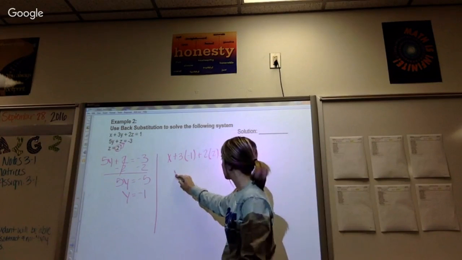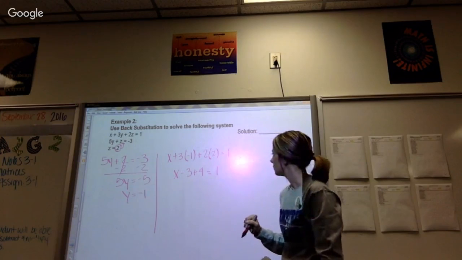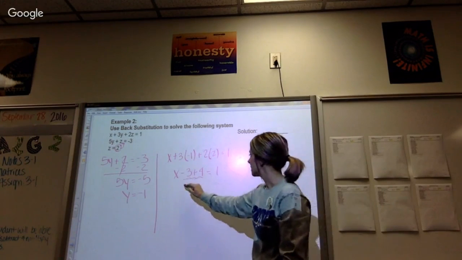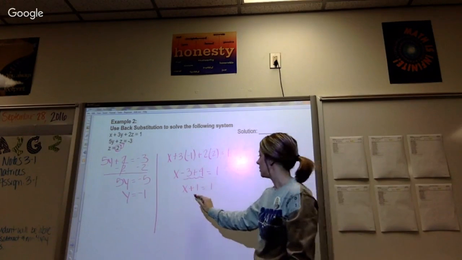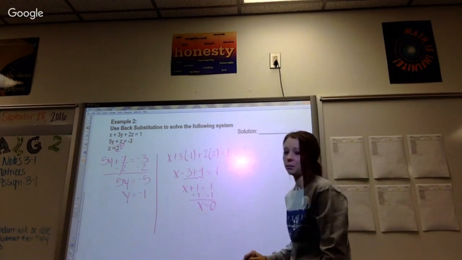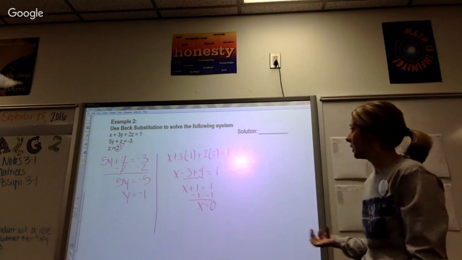So that would be x minus 3 plus 4 equals 1. So combining your like terms there, that's going to give you x plus 1 equals 1. And then you can subtract 1, so x would equal 0. So we know x, we know y, and then we were given z. So now we can write our solution.